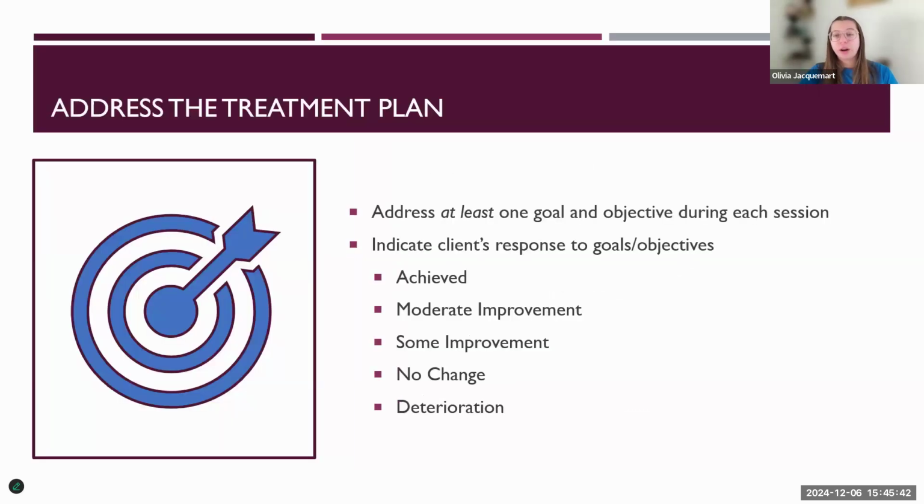So when we say you should be addressing the treatment plan, we mean that you should address at least one goal and objective during each session. So indicate the client's response to the goal or objective, and how do you think they are doing? Have they achieved the goal? Have they pretty much marked everything that they need to? Have they been making some or moderate improvement towards it? Or has there been no change or even deterioration or an increase in symptoms?